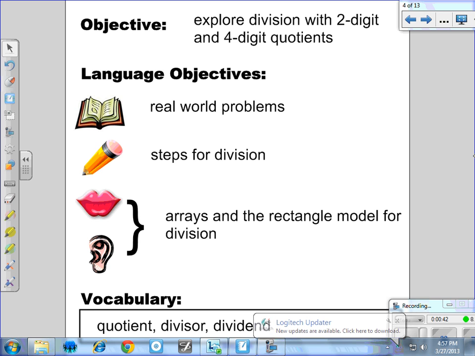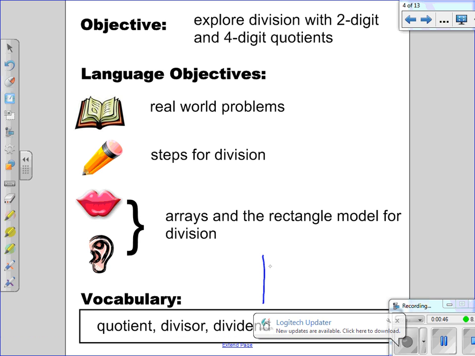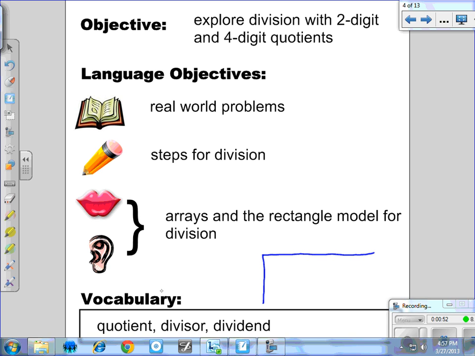What I would like you to do to show me that you've watched the video is to create a nice little division sign. Show me where these vocabulary words belong on your division sign, on your bracket. So we have quotient, divisor, and dividend. I want you to write those words where they belong on the bracket, please.